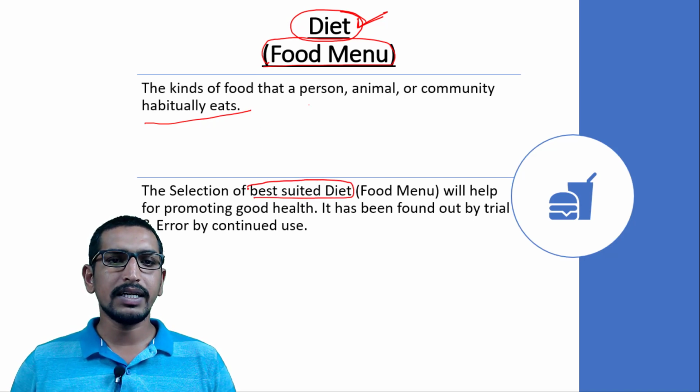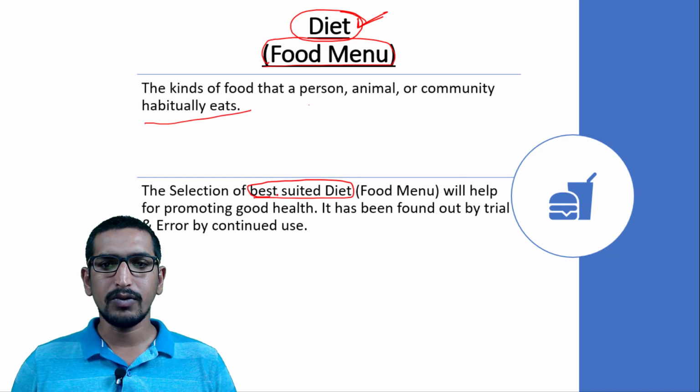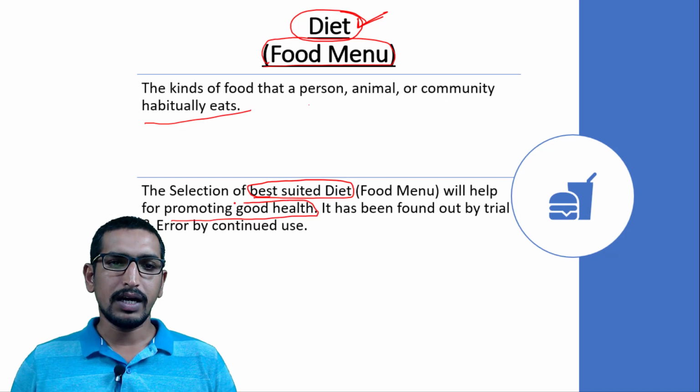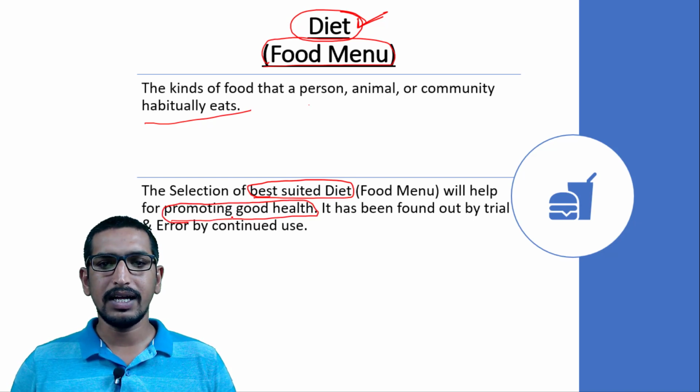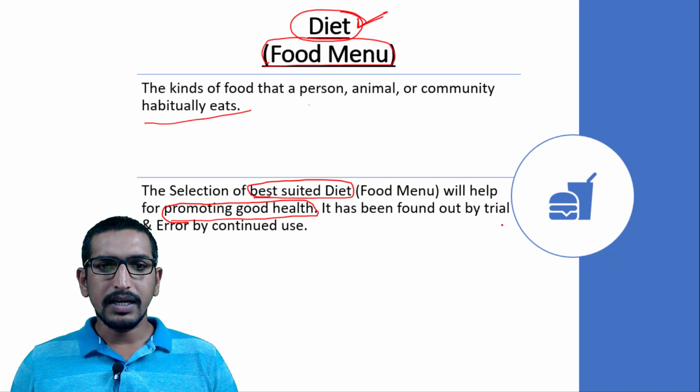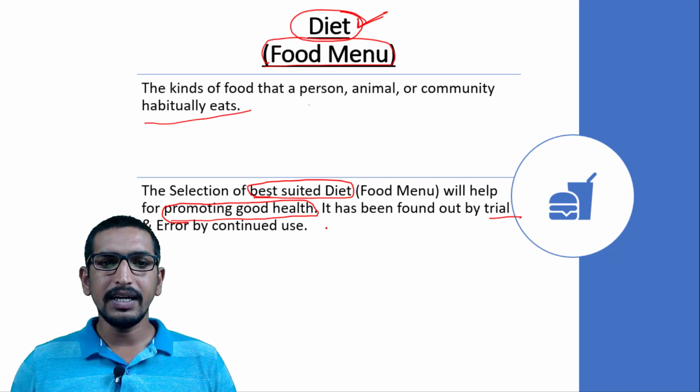The best suitable diet and the best selected diet is very important, because the best suitable diet helps in promoting growth and promoting good health. In this process, diet selection should be by trial and error.